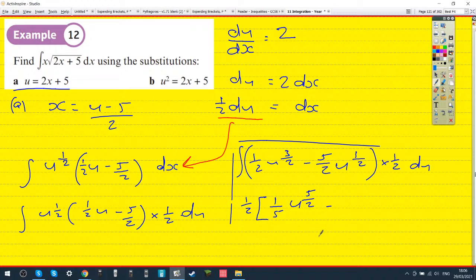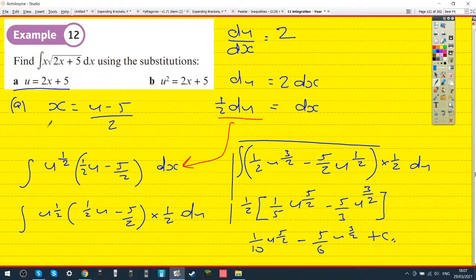And also then minus 5/3 u to the 3/2. And then I need to times that by half, both of those. Yeah, and so it'll be a tenth, and then for the next one, just minus 5/6. And then plus C. You did that a bit easily.